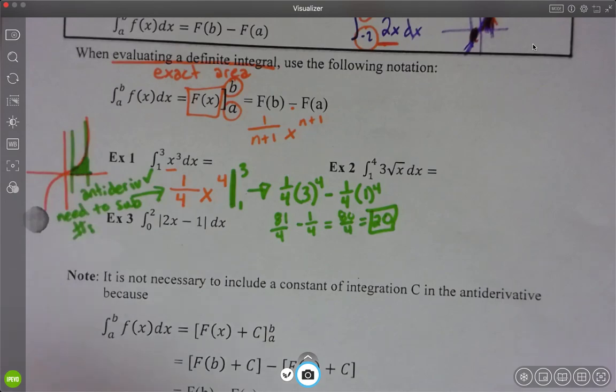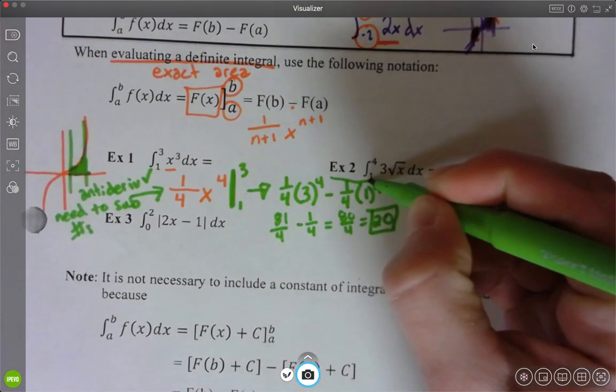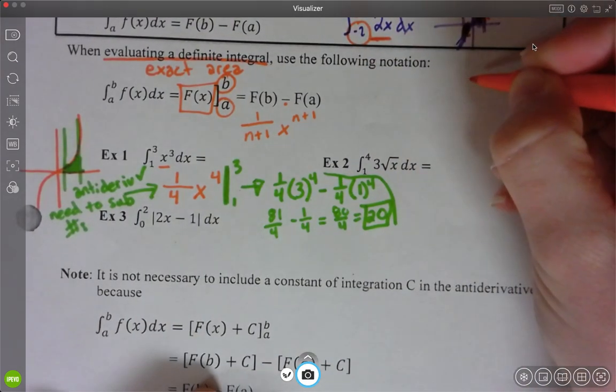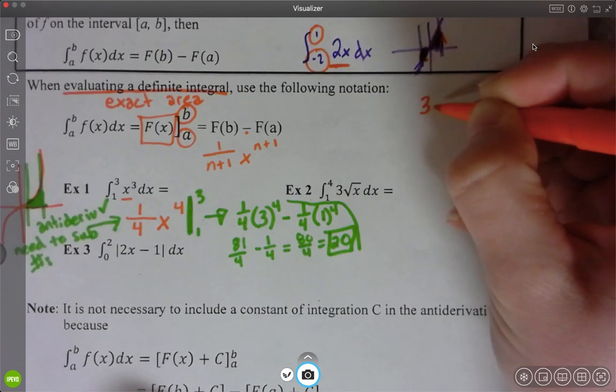Okay, example 2, just another problem like this. We can do 3 square roots of x, and we need to figure out what its antiderivative is. So we'll do that first. I'm going to go all the way up here at the top. I'm going to write this as 3x to the 1/2 power.